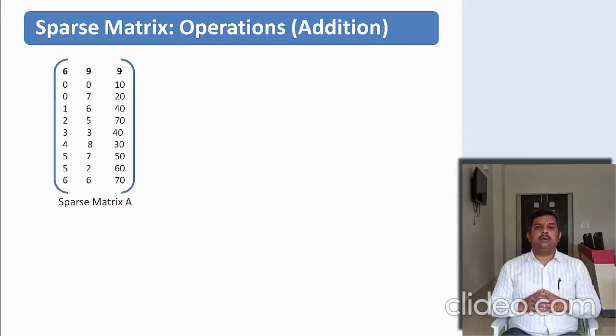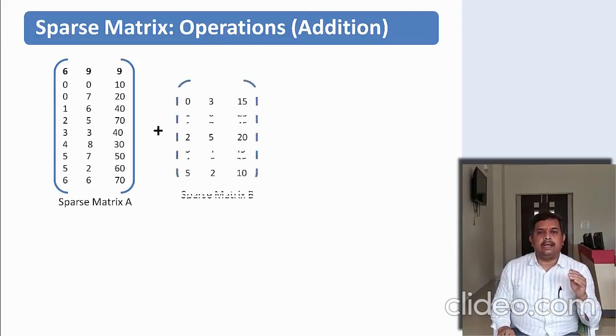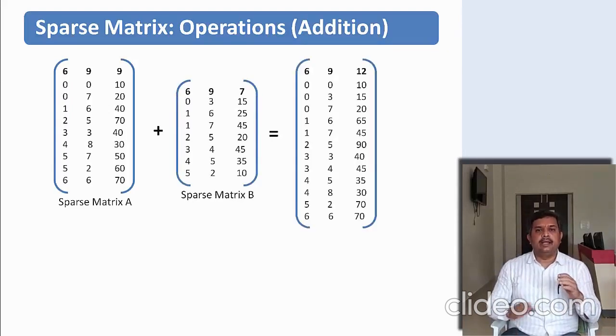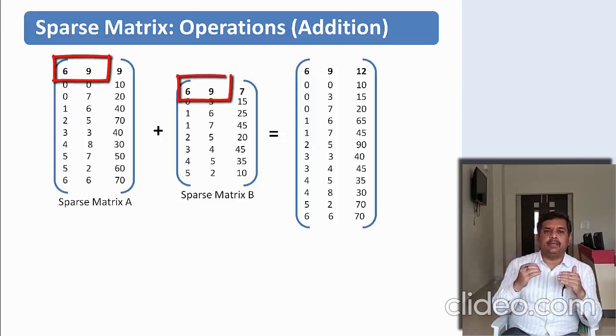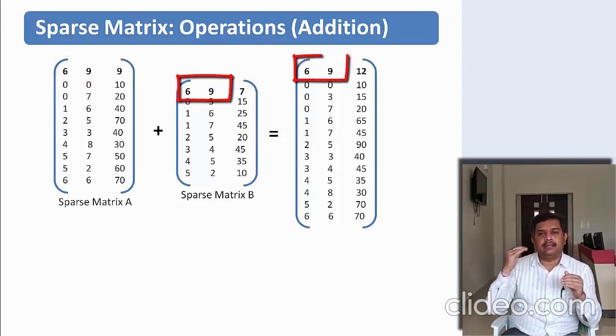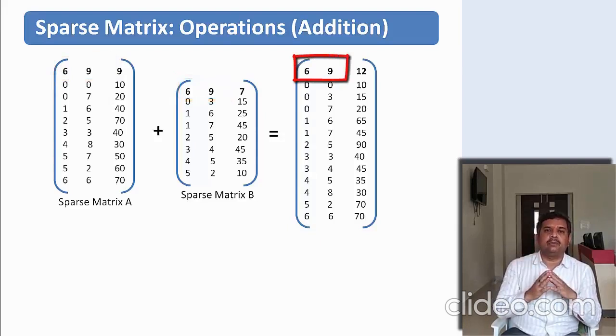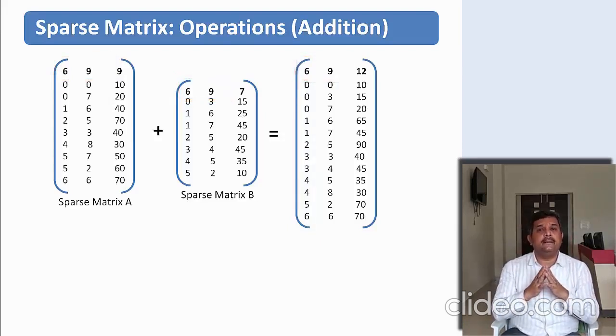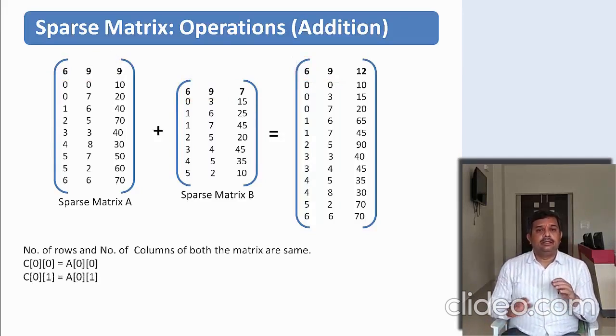Let us try to learn about addition of matrix. Now let us say this is a matrix A that is given. We want to add the sparse matrix B, and this is what we are getting. Now in order to understand this, I am going to explain using the algorithm. So here the size of the matrices is supposed to be the same. In the sparse matrix B also 6, 9 will be there, and in the resultant sparse matrix 6, 9 will be there. Maybe the number of non-zero elements may vary, but the size of the matrix is supposed to be the same. So the number of rows and number of columns are supposed to be the same.